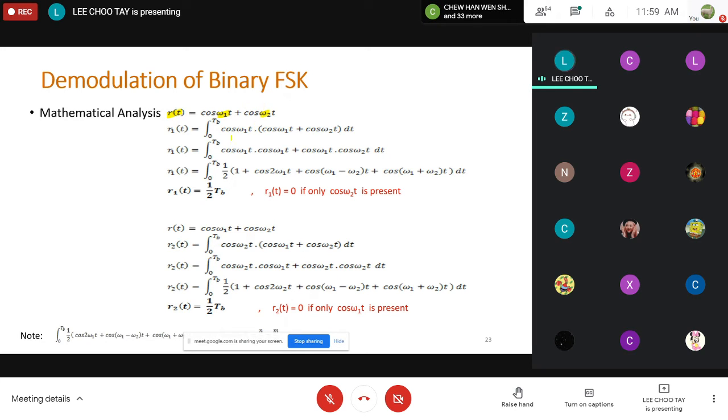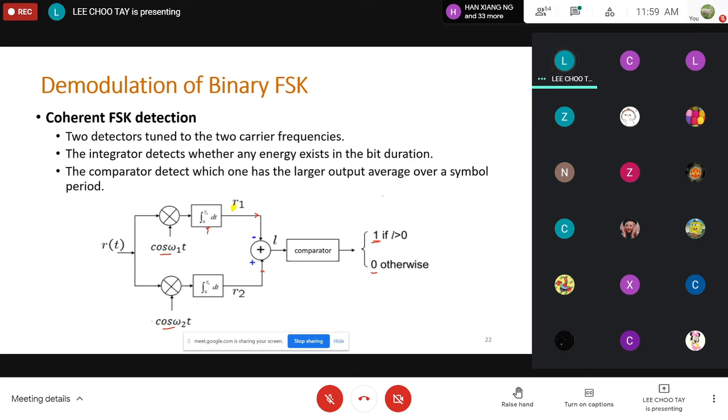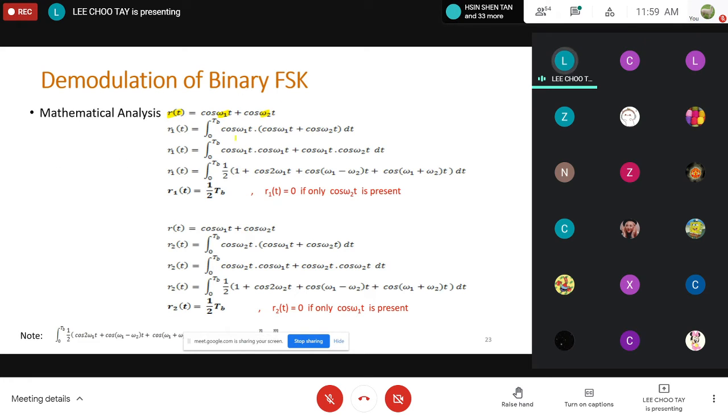Now, my R1(t) basically is this one here. R1(t) is a product of cos omega 1t, because I multiply the incoming signal with cos omega 1t, and this is my incoming signal. And I integrate over the bit duration. So if I perform cross multiplication, then I have cos omega 1t times cos omega 1t, and also cos omega 1t multiplied with cos omega 2t.